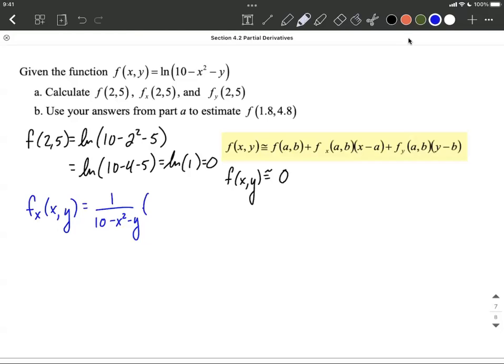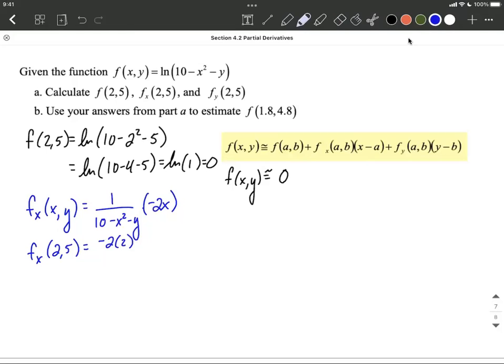So the derivative of the 10 is going to be 0. The derivative of this middle term, negative x squared, is going to be negative 2x using the power rule. And the derivative of the y, we're treating that as a constant, so derivative of a constant will be 0. Next, we want to evaluate this partial derivative with respect to x at 2, 5. So that's going to be negative 2 times 2.